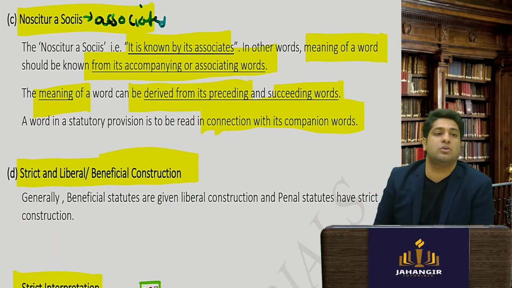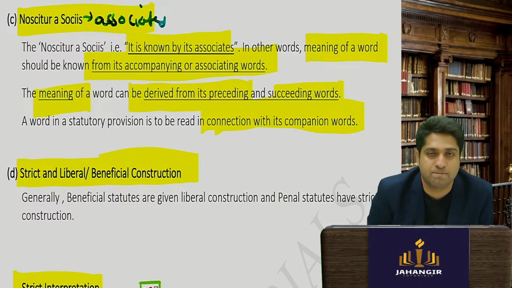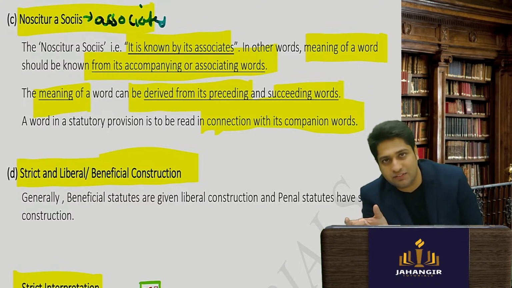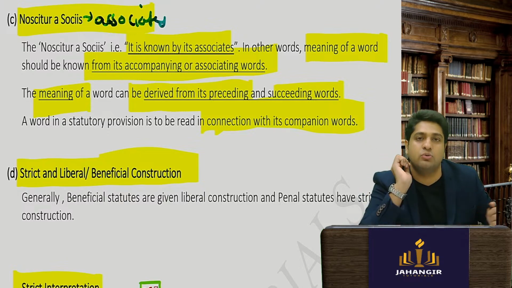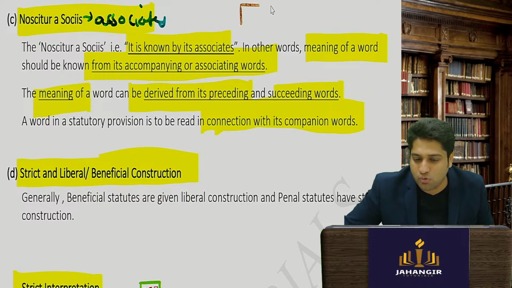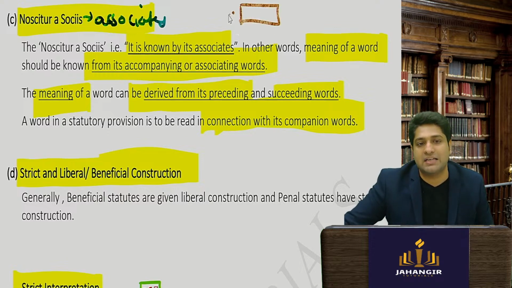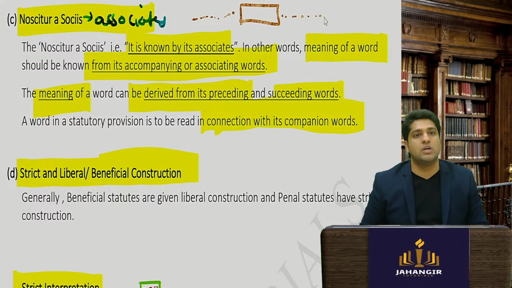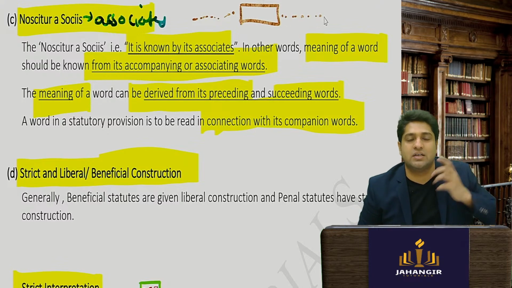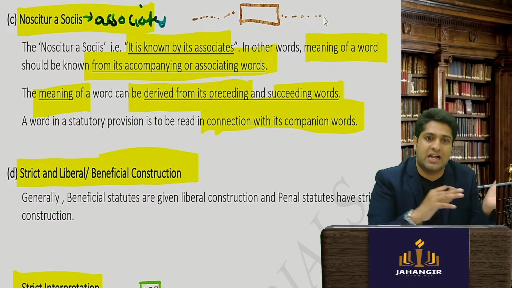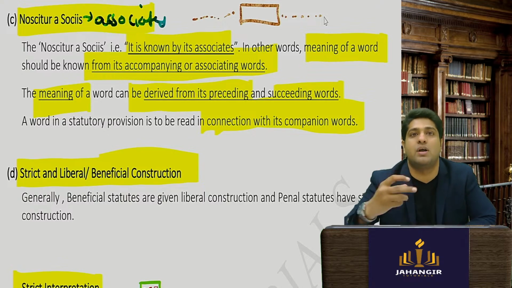Then comes noscitur a sociis. What does it mean? From the preceding and succeeding words, I try to give a meaning to this word. For example, there is a word I don't understand, but there are some words coming before and some words coming after. They call these associates. Noscitur a sociis means known by its associates. From what comes before and after, we try to understand the meaning.